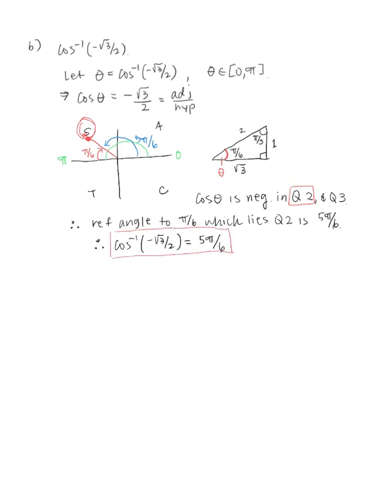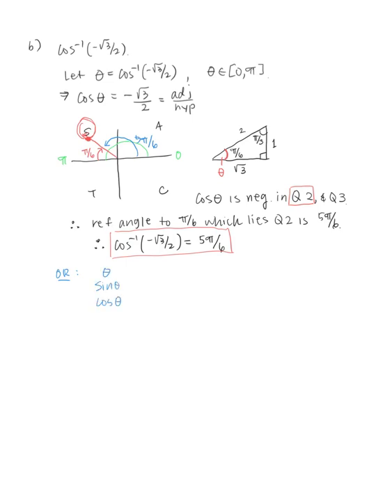Now the way I did it was recognizing the fact that if the adjacent side is root 3 and the hypotenuse is 2, I've already memorized that 30, 60, 90 triangle. Now if you forget, then you can always use this as well. Or you can just simply memorize this chart.